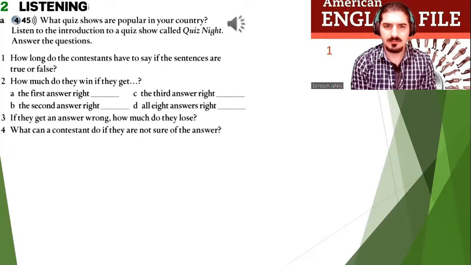I'm going to read you some sentences, and you have 10 seconds to say if the sentence is true or false. If you get the first answer right, you win $500. Then for each correct answer, you double your money. So if you get the second answer right, you win $1,000. And for the third correct answer, you win $2,000. For 8 correct answers, you win $64,000. But if you get an answer wrong, you lose all the money.